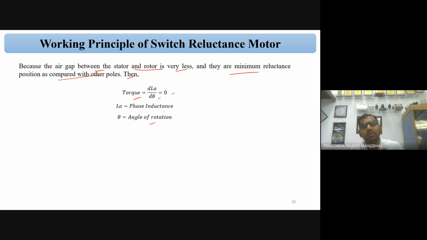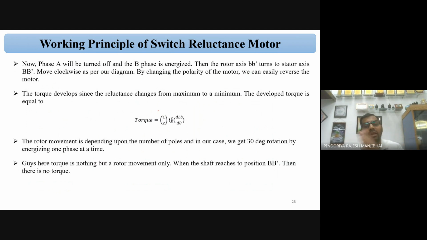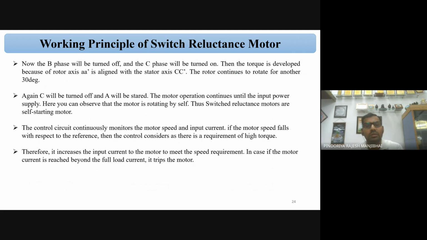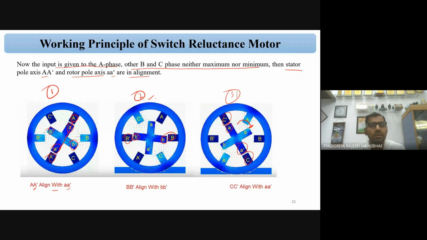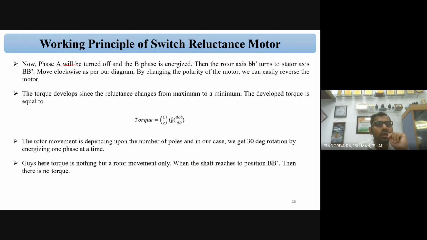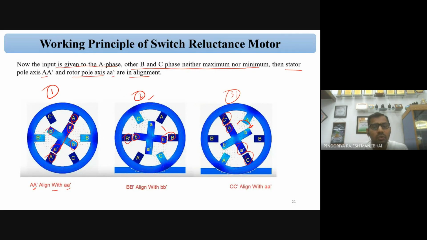Similarly, now we operate the motor with phase B. You can see this figure. Now phase A will be turned off, otherwise we can say cut off, and phase B is energized by the external supply. Then the rotor axis, that is b and b complement in small letters, turns toward the stator axis B and B complement, moving clockwise as per the diagram. So there is a clockwise movement.